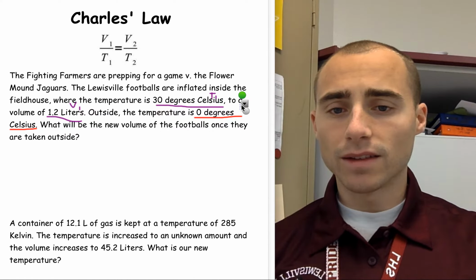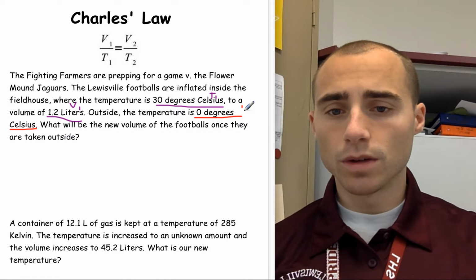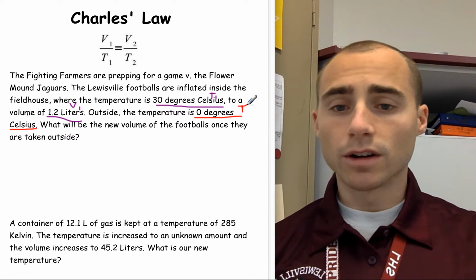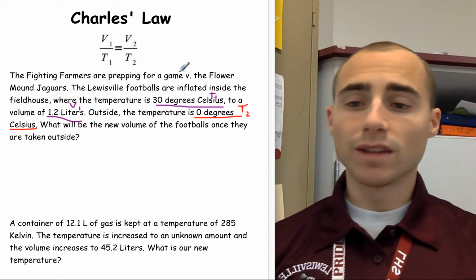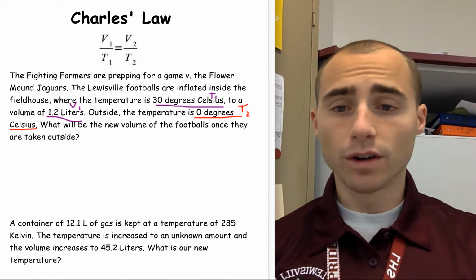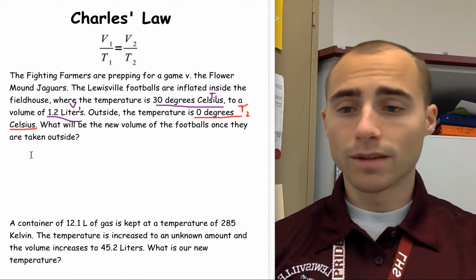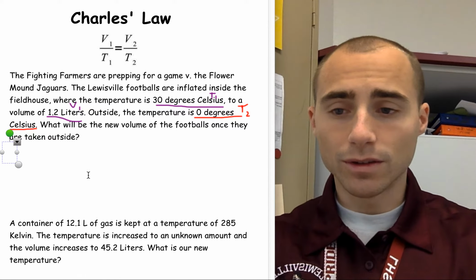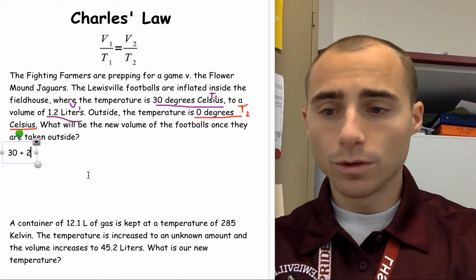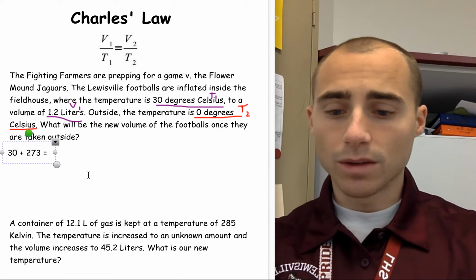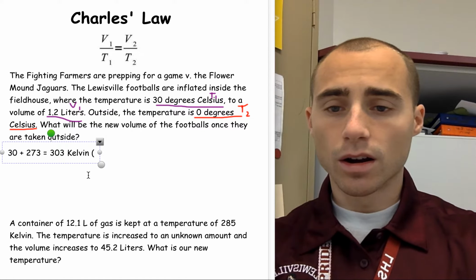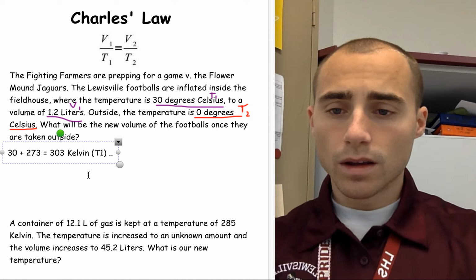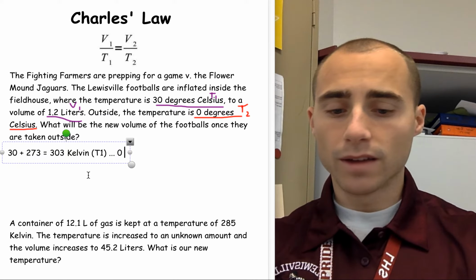And then if that is T2, that means that we are solving for V2. We don't know what V2 is. So then we just plug everything in and solve. But before we can solve, we have to make sure that we convert Celsius to Kelvin. So how you convert Celsius to Kelvin is you just add 273. So you have 30 plus 273, and that is going to equal 303 Kelvin. And that is going to be our T1. And then you have 0 plus 273.